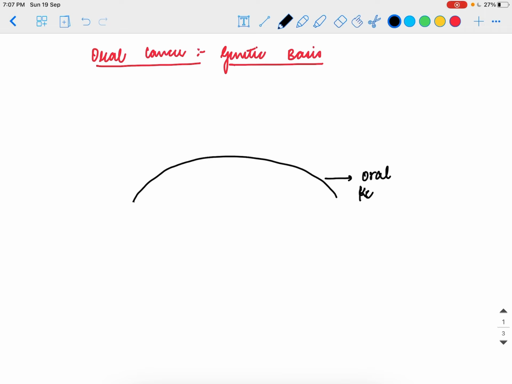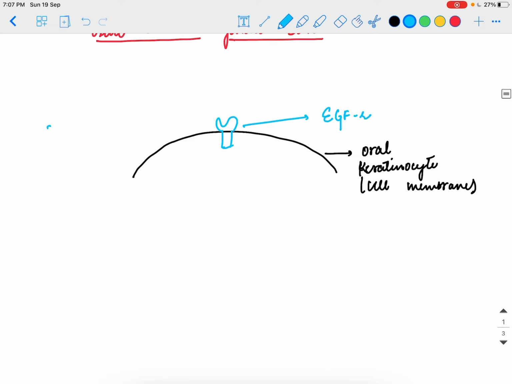So, this is the cell membrane of the oral keratinocyte. As we know, the cell membrane of the oral keratinocyte has a receptor, which we call the epidermal growth factor receptor, where the epidermal growth factor attaches. Before discussing the pathogenesis, we will study some normal concepts.